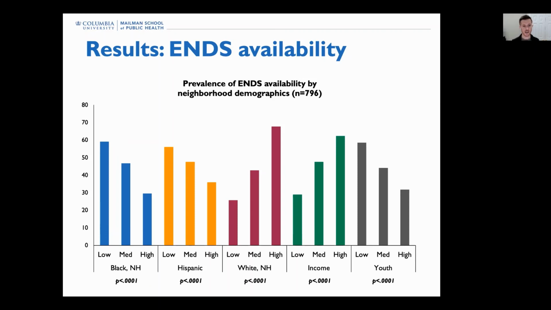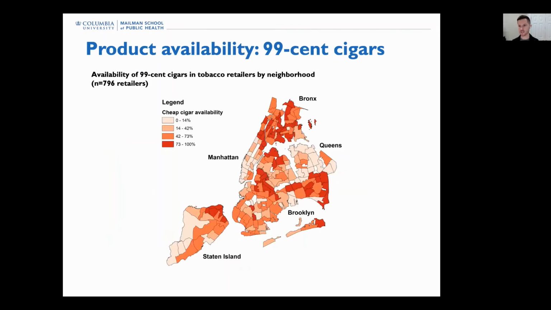So we saw patterns statistically, but we also saw them geographically. And I think this is where the data really come to life. The darkest red color on this map are neighborhoods in which 75% or more retailers carried 99-cent cigars and cigarillos. We see evidence of spatial clustering in places like the South Bronx. This is Harlem and other parts of northern Manhattan. This is Jamaica, Queens. This is Brownsville, Brooklyn. These are largely Black neighborhoods where cigarillo availability is also highest.